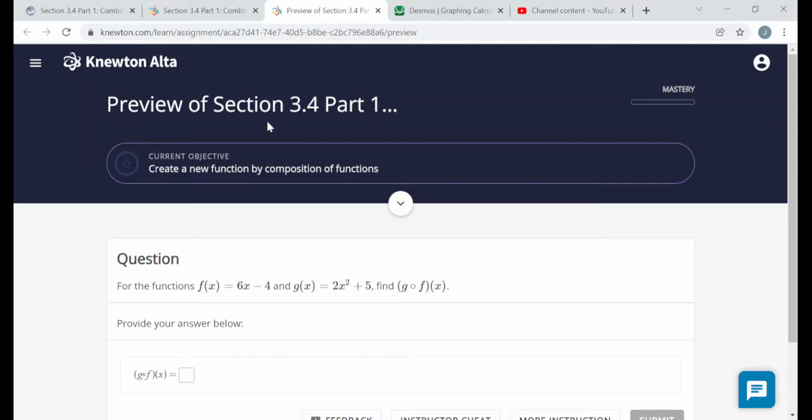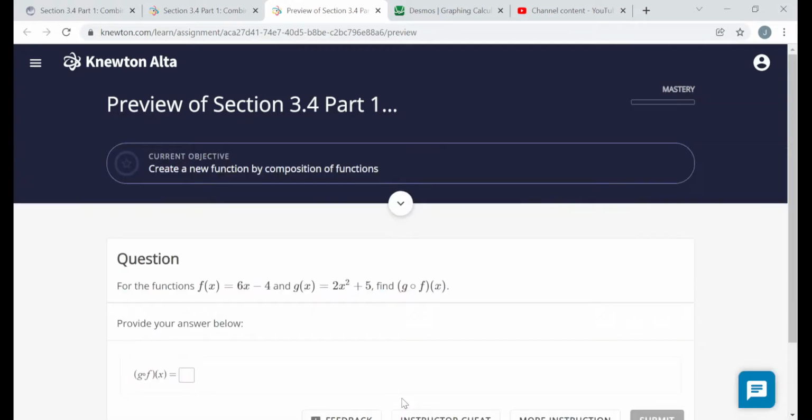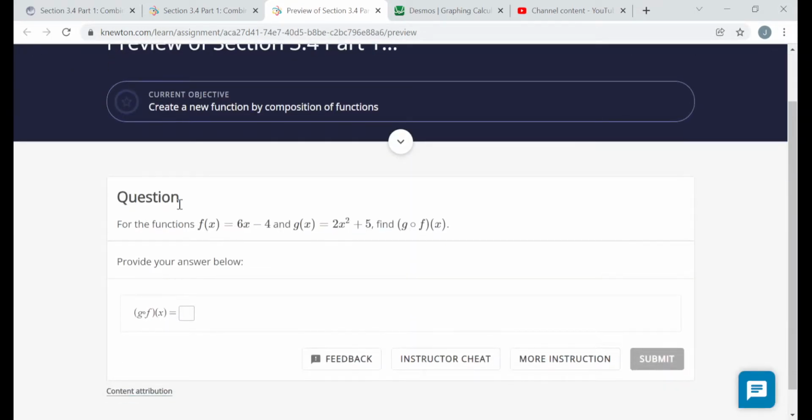Alright, so here's the assignment page. You got the title, got your mastery bar. You can see the objectives. Looks like there are 2 objectives. Under the current objective, there should be a question related to it. And then at the bottom of every question, there should be a feedback button where you can send feedback to Knewton if you need to.